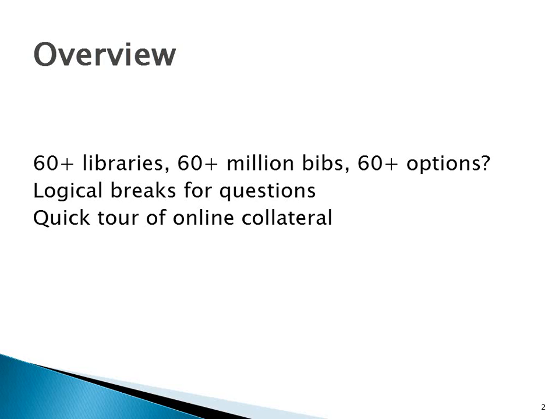We have 60 plus libraries that we're talking about today, with 60 plus million bibs enriched. Does that mean we have 60 plus options? Actually, no, we have about 32 in our online profile. We have a lot of sub-options though, so maybe.